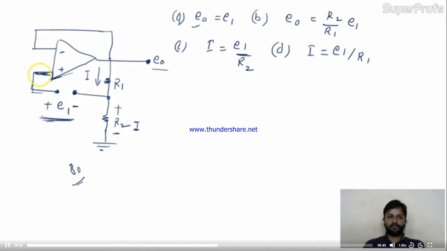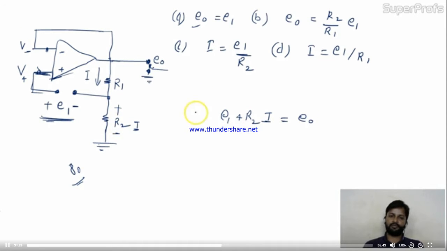Now if we calculate the total voltage here, it will be E1 plus this. So the total voltage is E1 plus R2I, the direction is the same. So this is the total voltage over here, and this voltage is equal to this voltage, and this is E0. E0 is taken with respect to ground only, not connected with ground. Whatever voltage is over here will be equal to V minus. So this should be equal to E0.